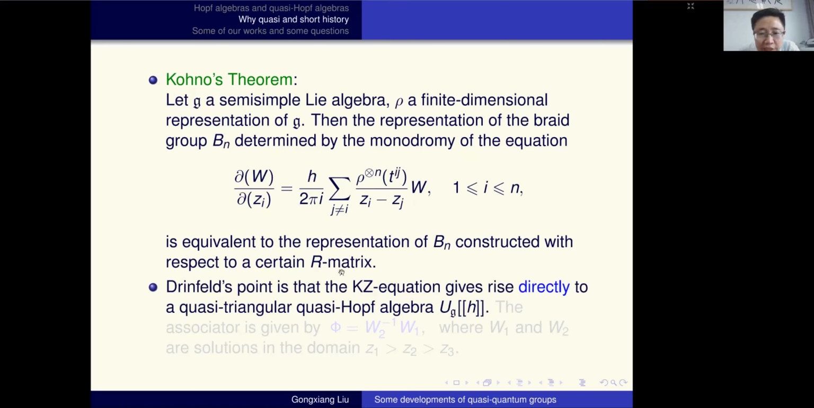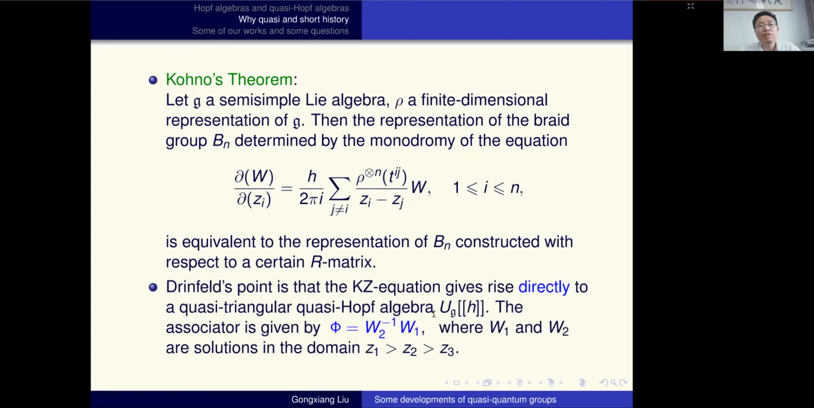So Drinfeld's point is that the equation gives rise directly to a quasi-triangular quasi-Hopf algebra. We'll give it directly, okay? He found the associator, just the difference between two local asymptotic behaviors. This is called the Drinfeld associator. So Drinfeld found this associator, which forces the representation category of this algebra structure to form a tensor category. So he needed to prove that Phi must satisfy the pentagon, the hexagon, and some other axioms.